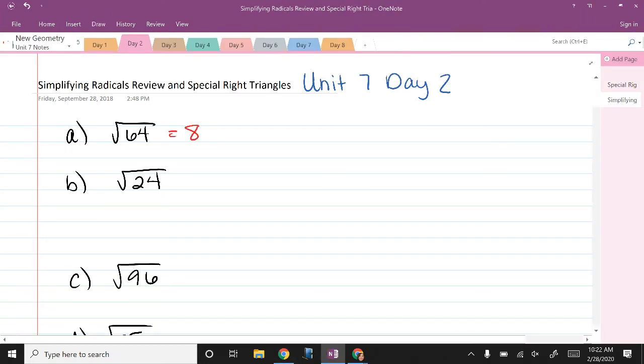Equals 8, and there you're done. Right? But if we are going to take a square root of something that's not a perfect square, like 24 is not a perfect square, then we have to do something called simplify the radical.